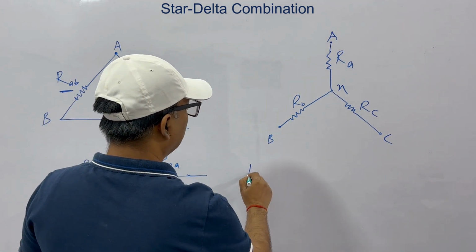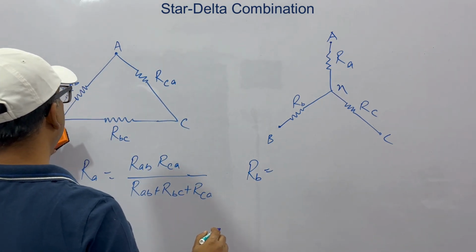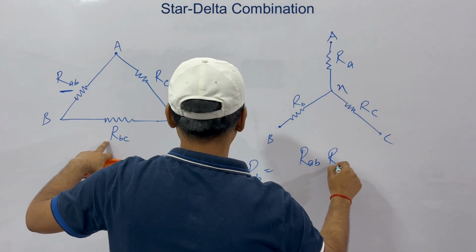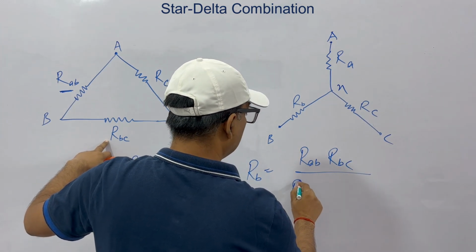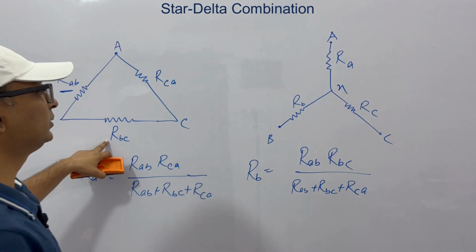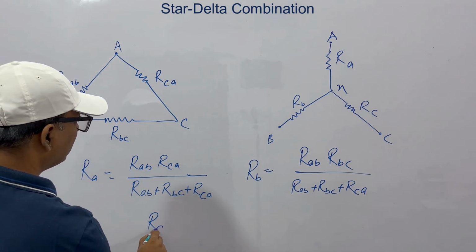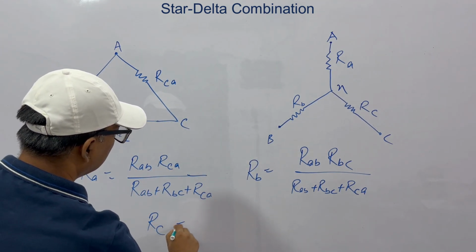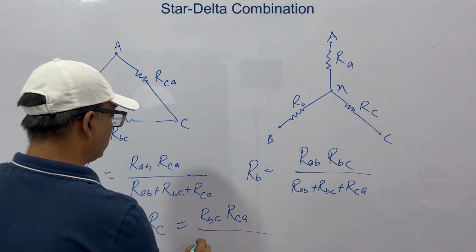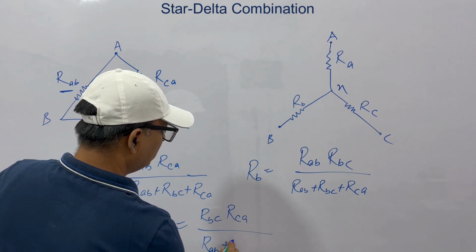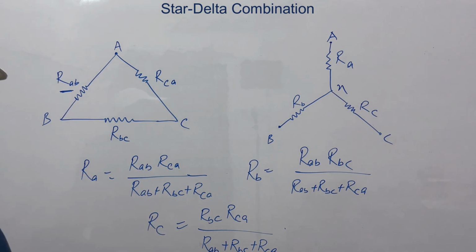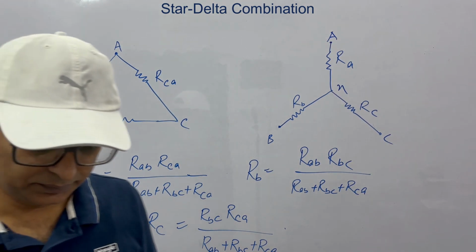Now, if you want to find RB, it is here. So this into this, that is RAB into RBC, divided by the sum of all, RAB plus RBC plus RCA. Similarly, we want to find RC. So this into this, that is RBC into RCA, divided by the sum of all, RAB plus RBC plus RCA. Okay, so this is called star delta combination. Let's see a quick example.